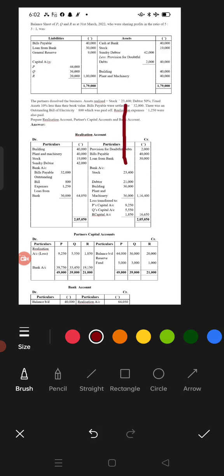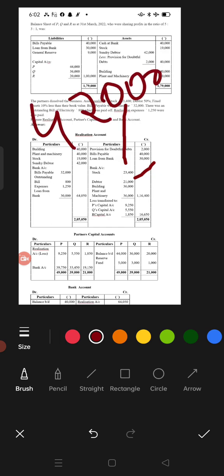So yeah, next debtors 50% you're going to take. So debtors amount is 42,000. So in 42, half is nothing but 21. So you're going to take in the debtors 21,000.